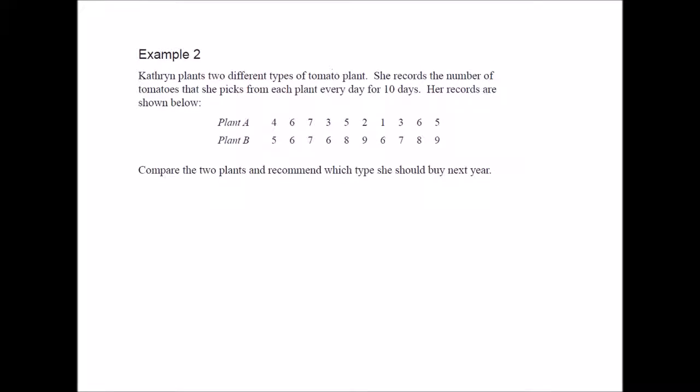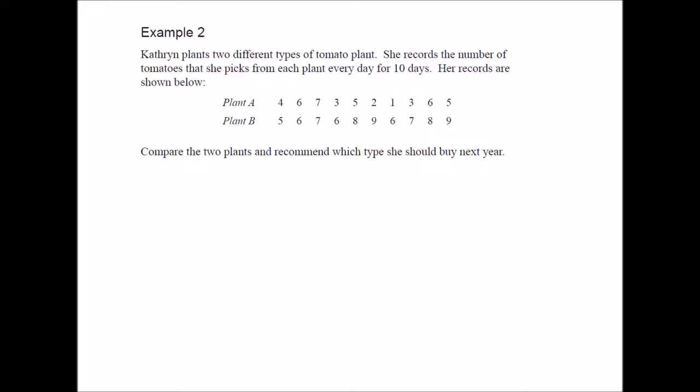Okay. Now let's have a look at a second example. We've got Catherine, who plants 2 different types of tomato plant. She records the number of tomatoes that she picks from each plant every day for 10 days. Her records are shown there. Compare the 2 plants and recommend what type she should buy next year. Now what I've done is calculate the mean and the range for each one, and that's what you'll need to do too. So for plant A, the mean is 4.2 with a range of 6. And for plant B, the mean is 7.1 with a range of 4.